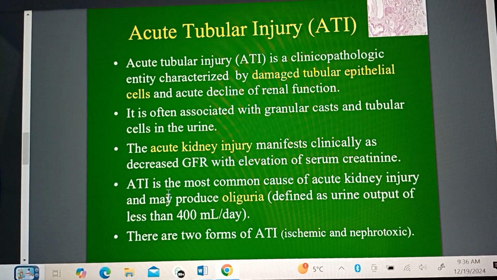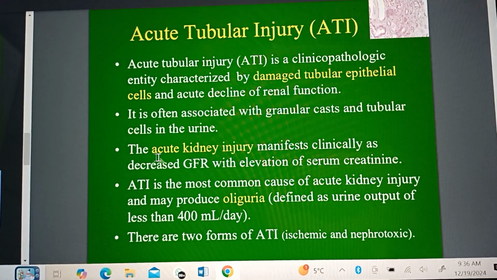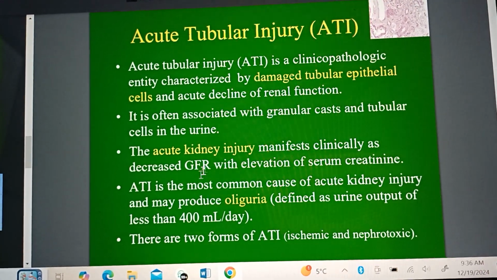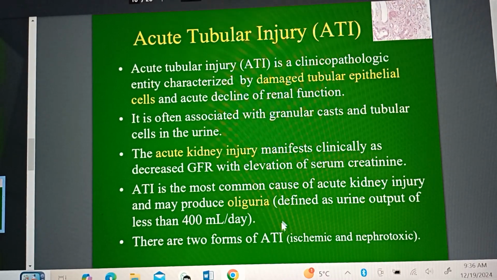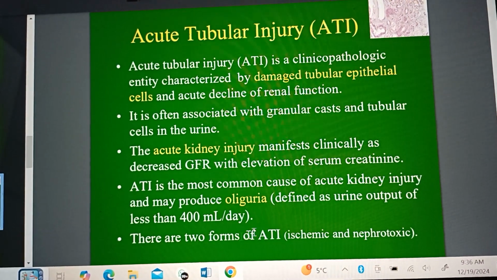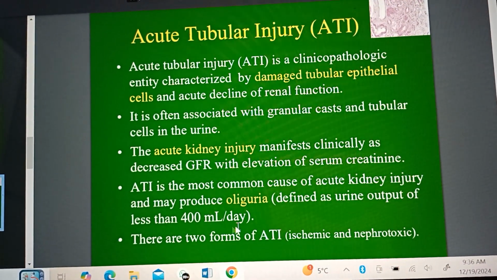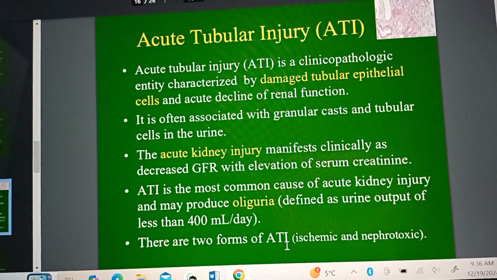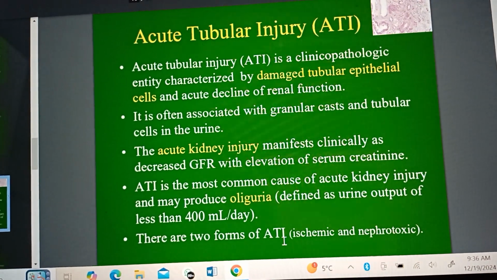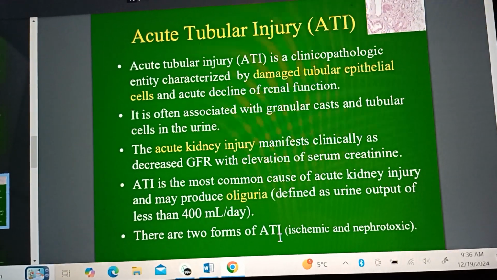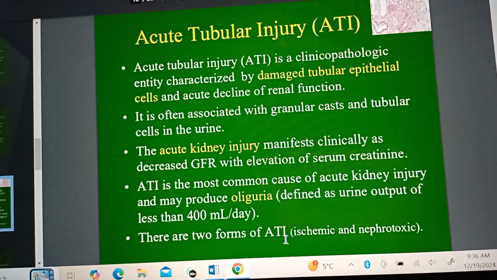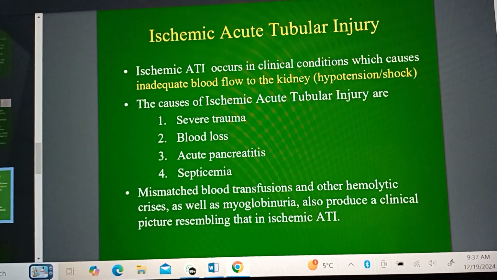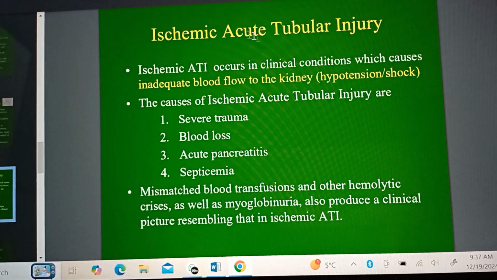And again, we have seen earlier that if the kidney is injured acutely, the patient will have oliguria. Oliguria means the urine output is less than 400 milliliters per day. Now this is again important: the tubule can be injured because of two reasons, either ischemia or it can be nephrotoxic, right? Either loss of blood supply or some toxic injury to the tubule. So, ischemic acute tubular injury, right?